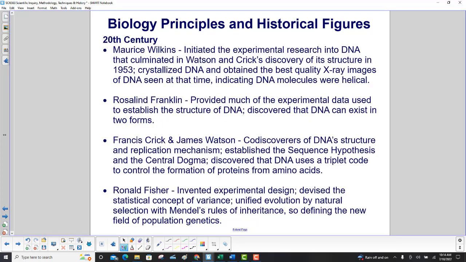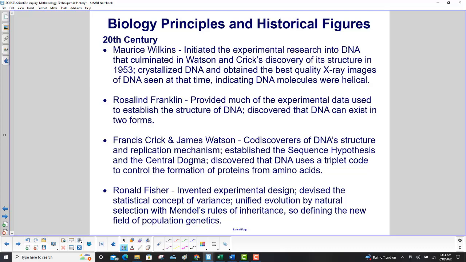20th century. Maurice Wilkins initiated the experimental research into DNA that culminated in Watson and Crick's discovery of its structure in 1953. Crystallized DNA and obtained the best quality X-ray images of DNA seen at that time, indicating that DNA molecules were helical. Rosalind Franklin provided much of the experimental data used to establish the structure of DNA, discovered that DNA can exist in two forms.